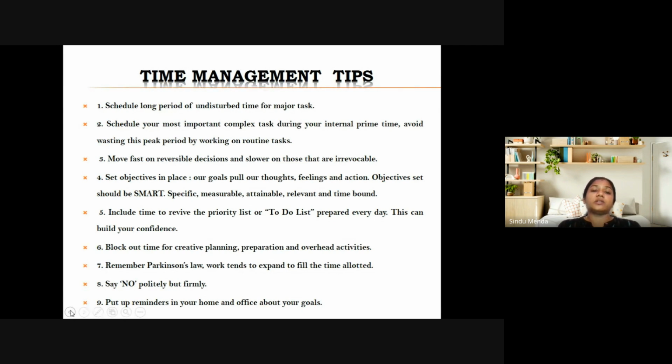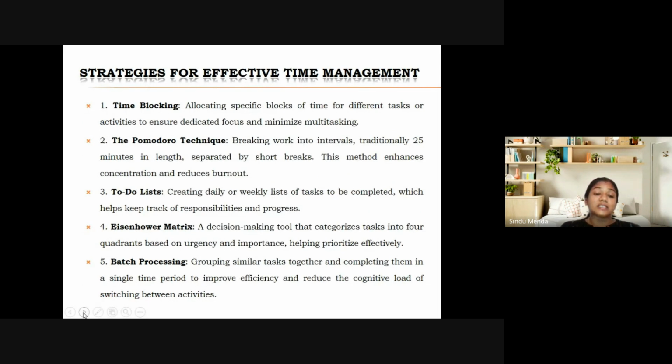Coming to the next, strategies for effective management. What does this mean? When you have the time, you have to manage it effectively and efficiently. There are some ways to effectively utilize and manage time. First one is time blocking. What is time blocking? Anybody? Time blocking?